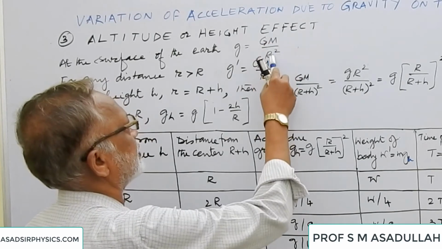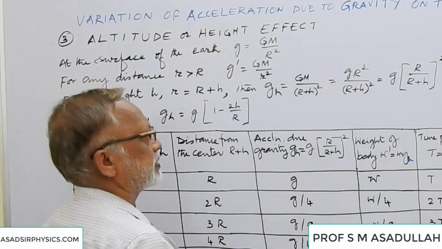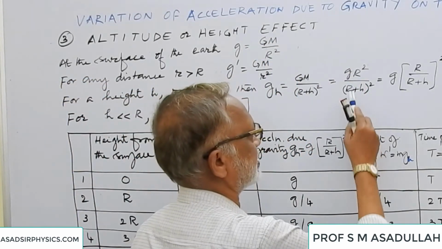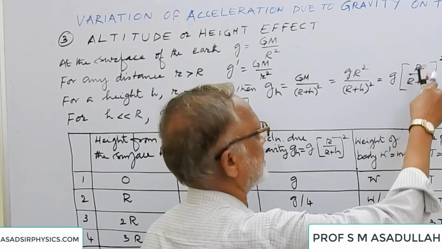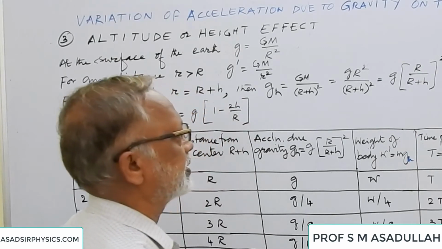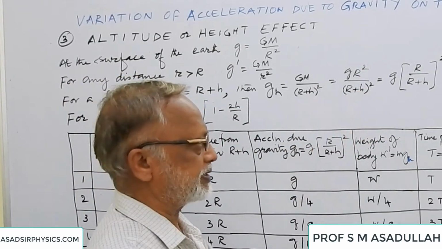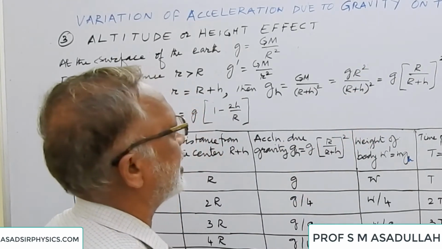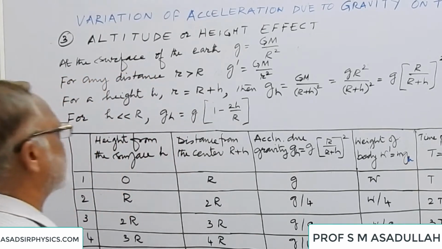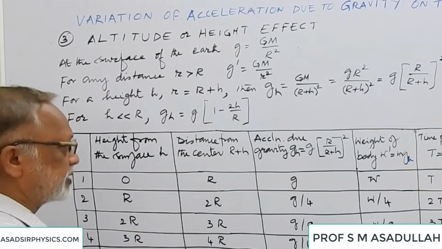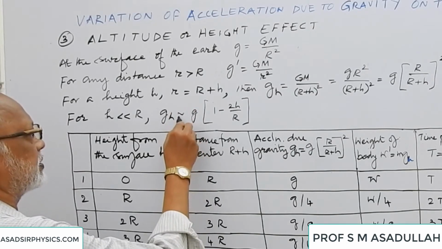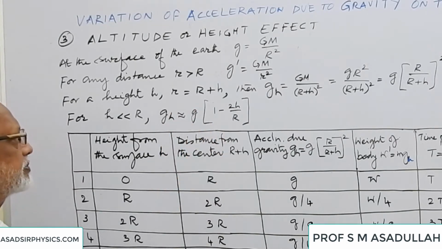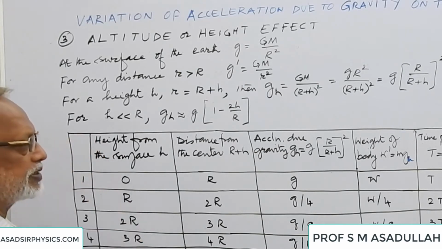GM can be replaced with gR square. Therefore, it is gR square by (R plus h) whole square, or g bracket R by (R plus h) whole square. This is valid for all heights. If the height is very small, this can be approximated as gh is equal to g bracket 1 minus 2h by R. This we'll consider after some time.